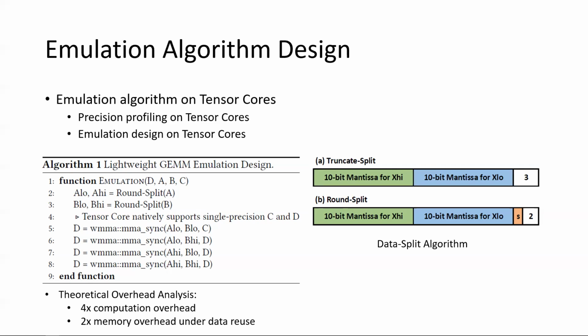A better design is the round split. We additionally have 1 extra bit. So in total, we have 21 metadata bits. Actually, this 1 extra bit comes from the sign bit of 1 of the half precision data. So now we have 10 metadata bits from each of the half precision data. We also have an additional 1 sign bit from 1 of the half precision data. So in total, we have 21 metadata bits.